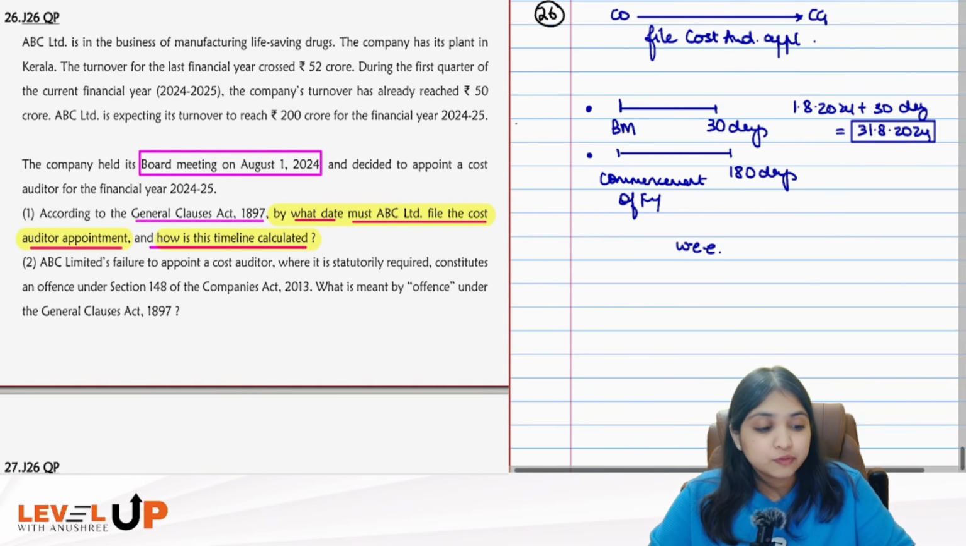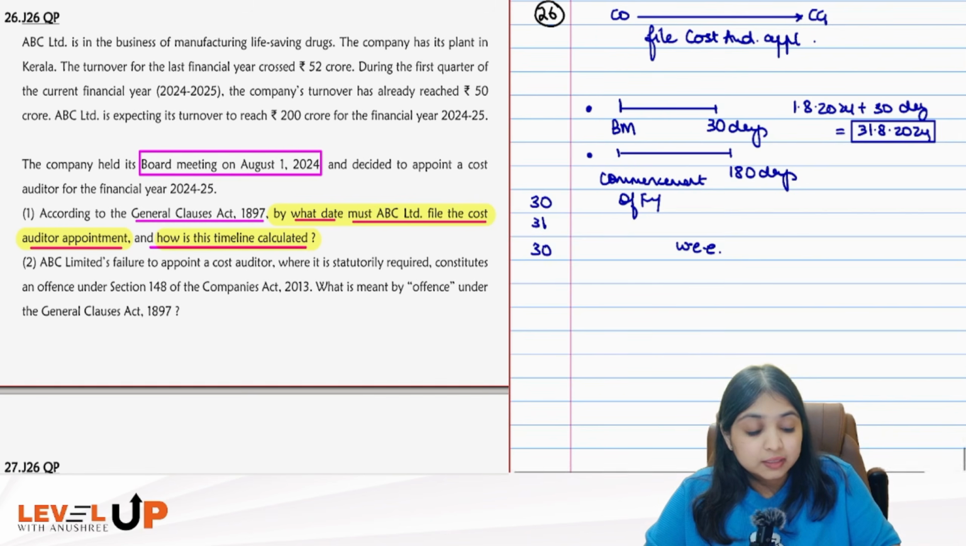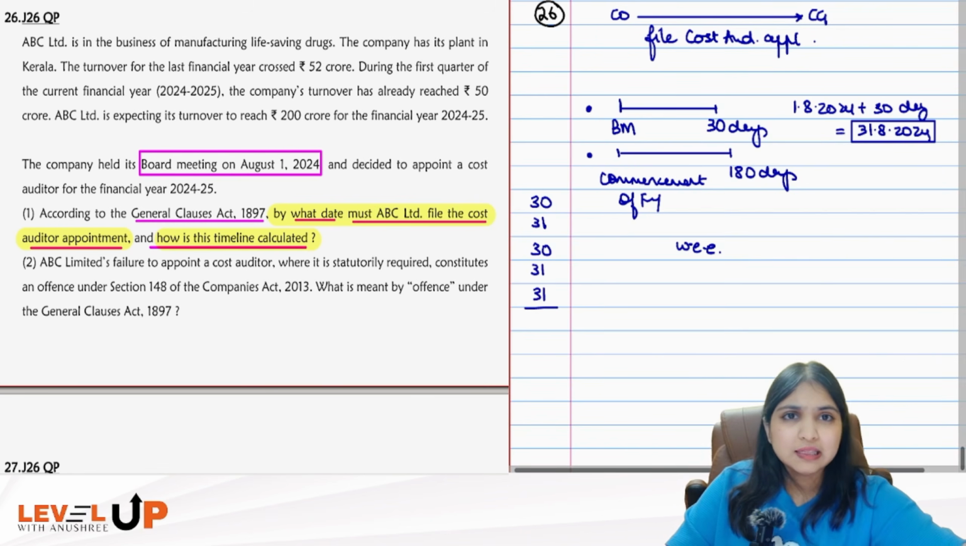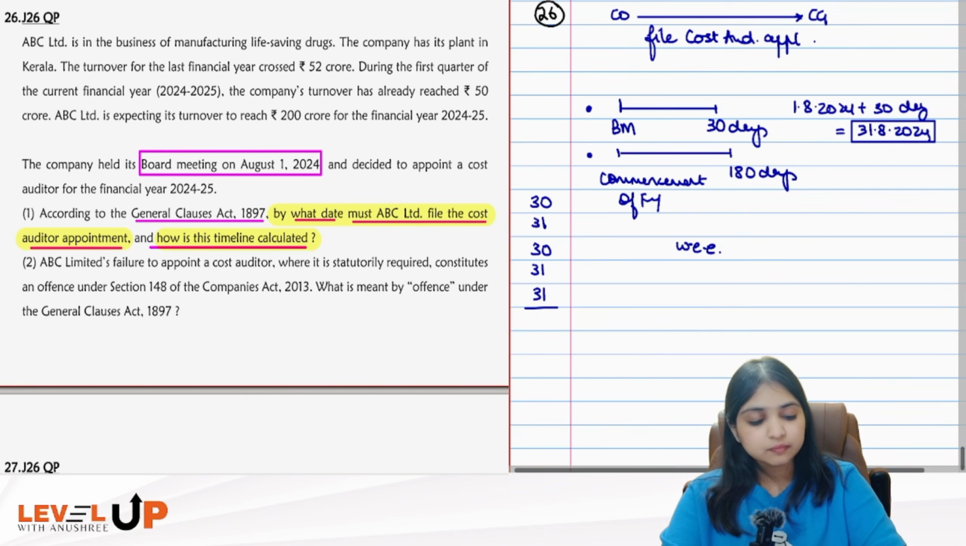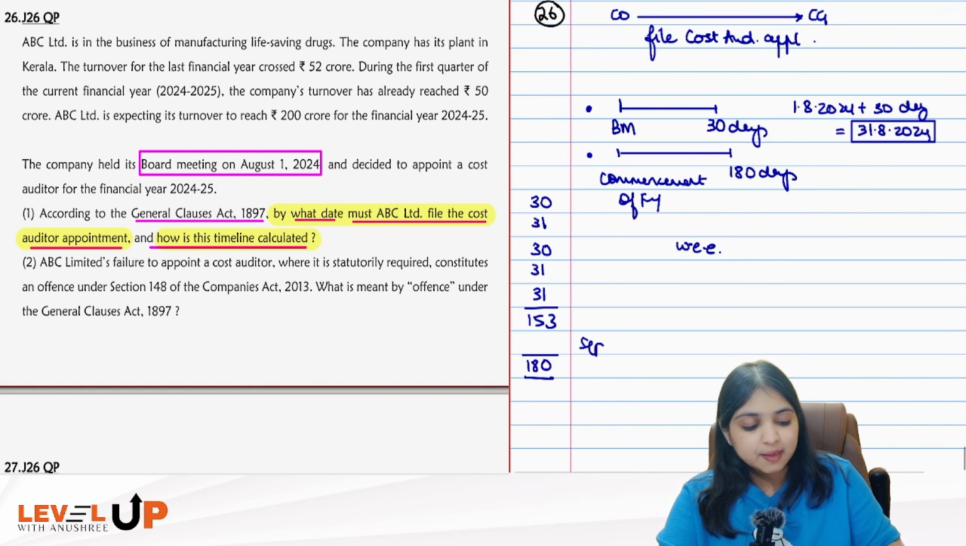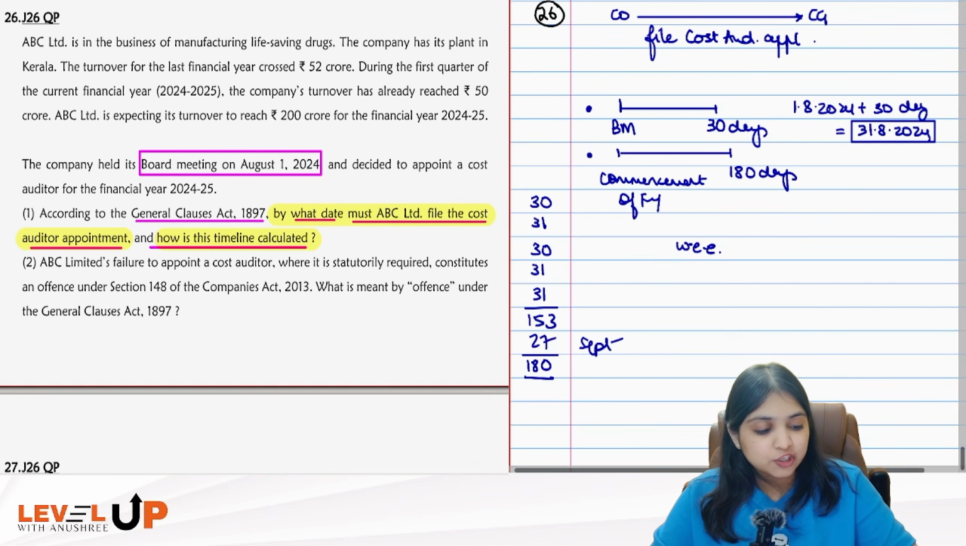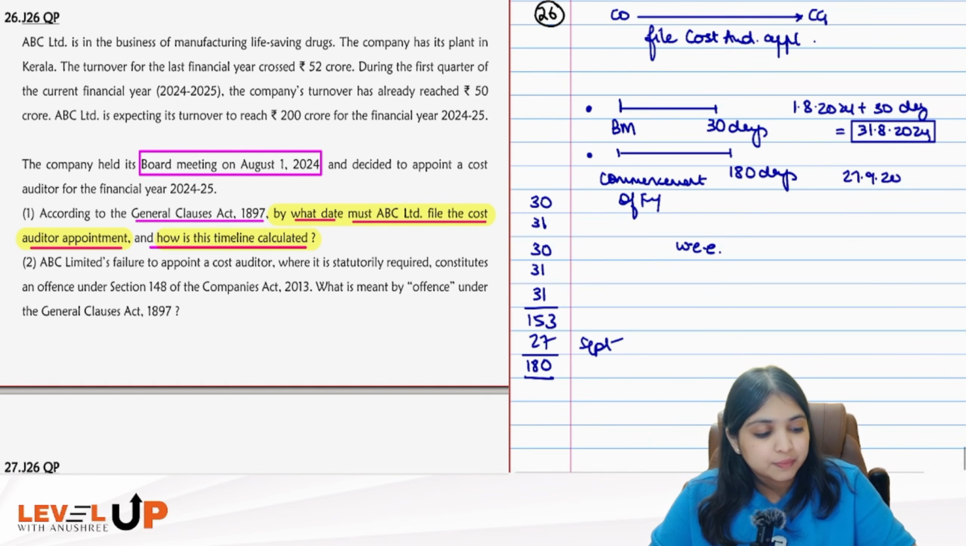Then from the commencement of the financial year 180 days, let's count. So the year commences in April. So 30 days in April, 31 days in May, 30 in June, 31 in July, 31 in August. So till 31st August, it's how many days? It's going to be 153 days, but we need 180 days from the commencement of the financial year, which means in September month, how many more days we need? We need 27 more days in September. So 180 days from the commencement of the financial year is going to be 27th September 2024.